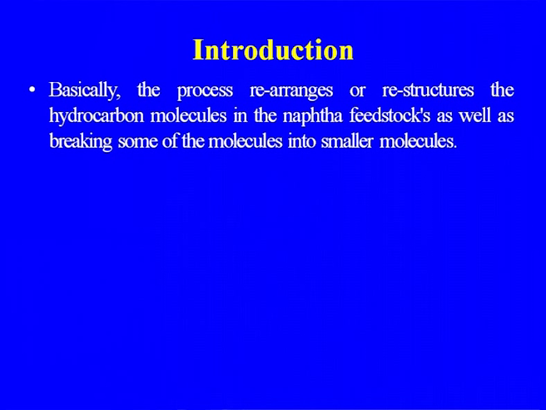Basically, the process rearranges or restructures the hydrocarbon molecules in the naphtha feedstock, as well as breaking some of the molecules into smaller molecules. At the same time, during the process some coke formation also occurs because of hydrocracking and other reactions, which are undesirable reactions.